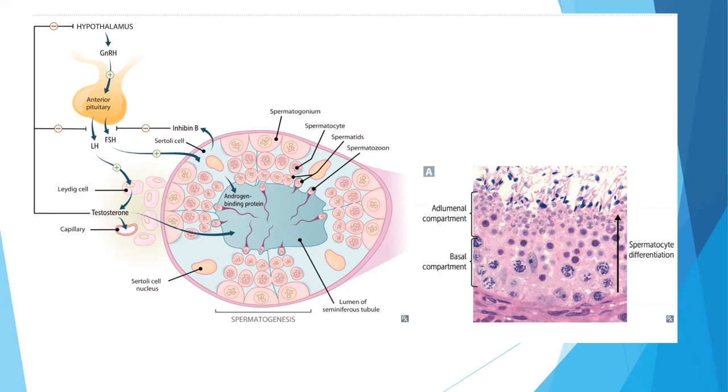So we have discussed spermatogenesis, the different stages, how it is formed. So this picture is just for your review, and this is about the histological feature, which is very rarely asked in the examination, but you have to know about it.